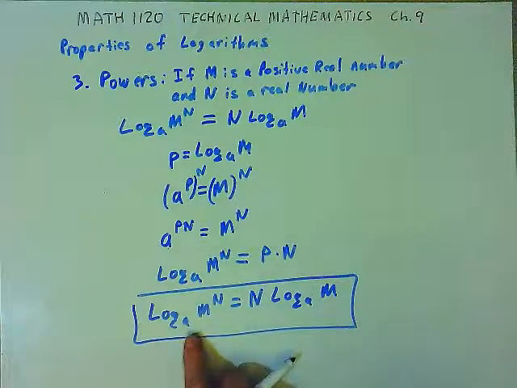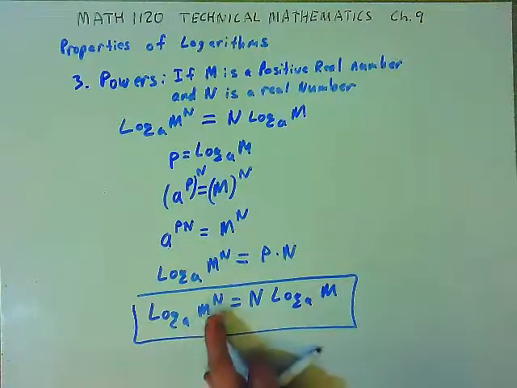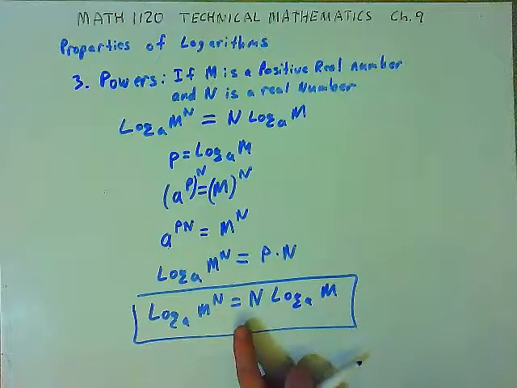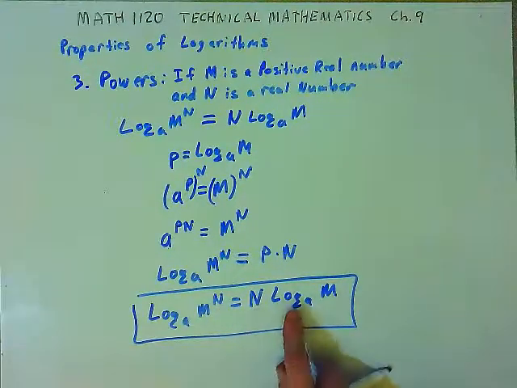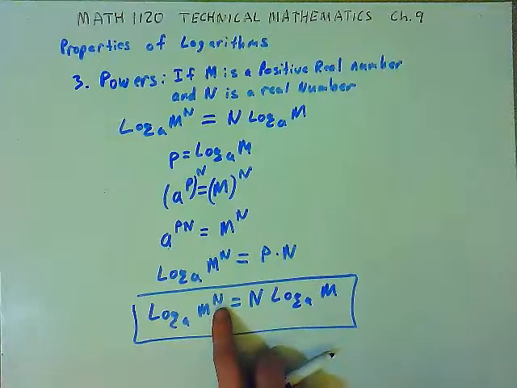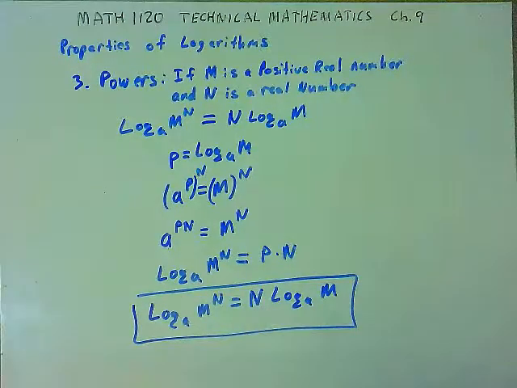So again, this says if we're taking the logarithm of some base of an exponential, that's the same thing as that exponent times the log of that base, right? So the exponent can come out and become a multiplier.